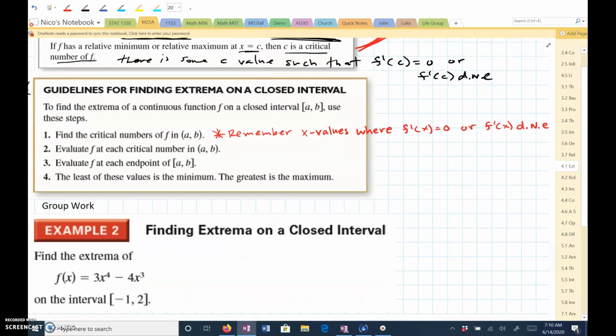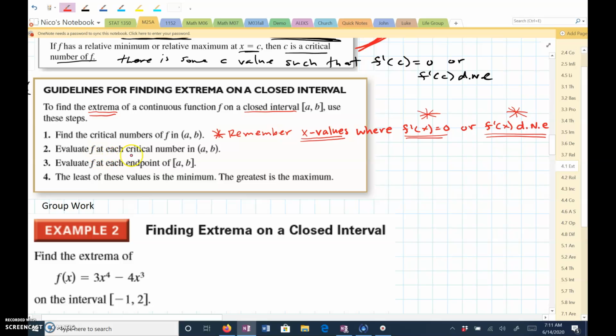Assuming that we have a closed interval, these are the steps that we're going to use to find the extrema, the min or the max, on a closed interval. First, find the critical numbers of f in the open interval a to b. Remember, critical numbers are the x values where the derivative of f of x equals 0 or the derivative of f of x does not exist. The x values that make either of these statements true.